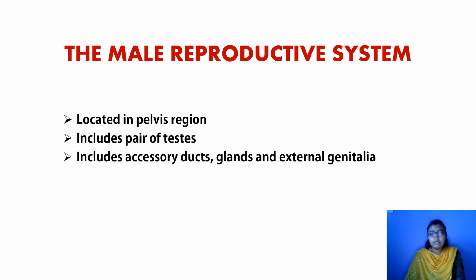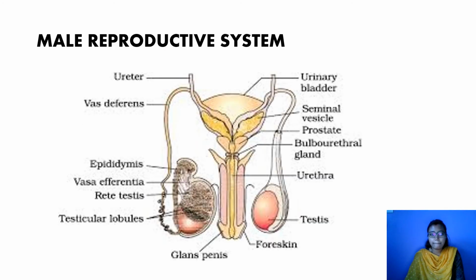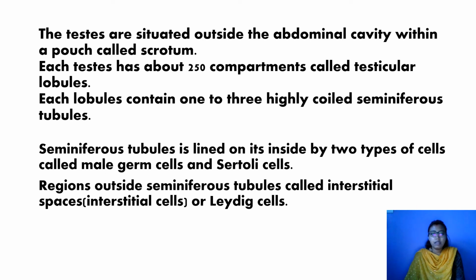The male reproductive system is located in the pelvis region, including a pair of testes, accessory ducts, glands and external genitalia. The testes are situated outside the abdominal cavity within a pouch called scrotum. Scrotum helps in maintaining the temperature of testes about 2 to 2.5 degrees Celsius lower than the internal body temperature, which is also important for spermatogenesis.